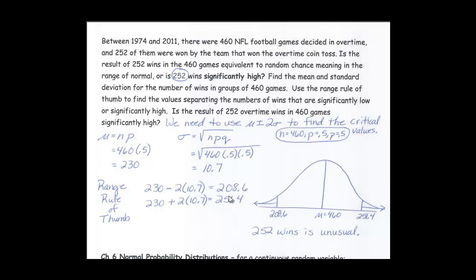Now I didn't round these two things because you always want to go at least 1 decimal place more than what your x value is. So we're talking whole numbers here, so we'd go to the tenths place. So we're trying to evaluate, is 252 wins unusual? It's outside. It's just barely in that unusual range. So from this, we can identify that 252 wins is significantly high. There must be a psychological boost to winning the coin toss, but I think it's probably more likely that there's an advantage to being able to choose if you kick or if you receive. So, in a nutshell, winning the toss matters.